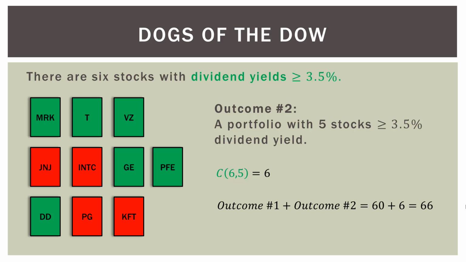Now remember, this is part of our questions. We can have 4 or 5. So those are both valid answers here. So we just have to add those together. So remember in our previous slide, outcome 1, we had 60 possibilities, 60 portfolios. In this example, we have 6. So we add those together, 60 plus 6, and we have a total of 66 portfolios. Okay? So, in this case, there are 66 portfolios that have at least 4 stocks with a dividend yield that's greater than or equal to 3.5%.